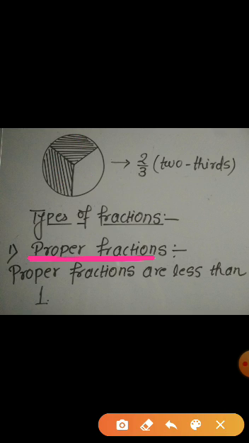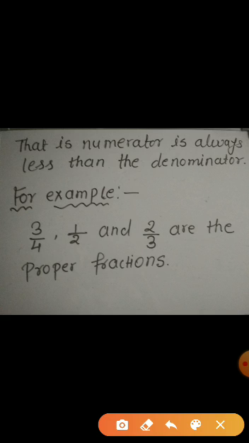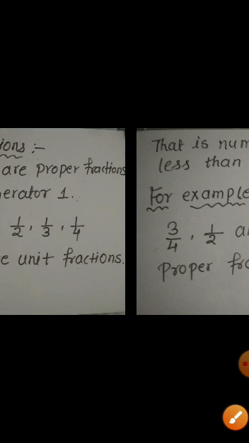The first is proper fraction. Proper fractions are always less than 1. That is, the numerator is always less than the denominator. For example, 3 by 4, 1 by 2, 2 by 3, these are proper fractions. In 3 by 4, 3 is less than 4. In 1 by 2, 1 is less than 2. In 2 by 3, 2 is again less than 3. So the fraction in which the numerator is less than the denominator is called a proper fraction.